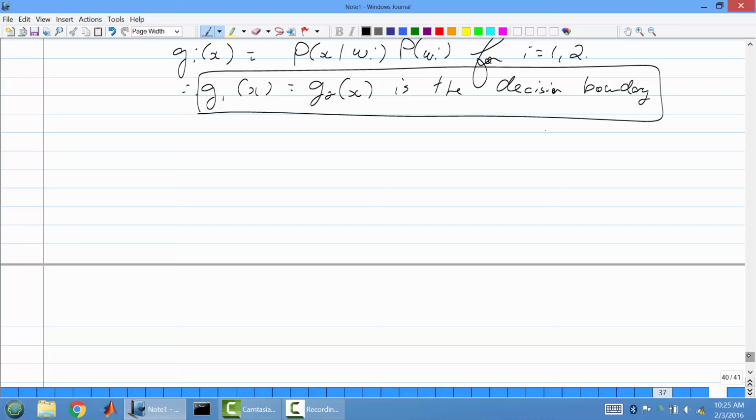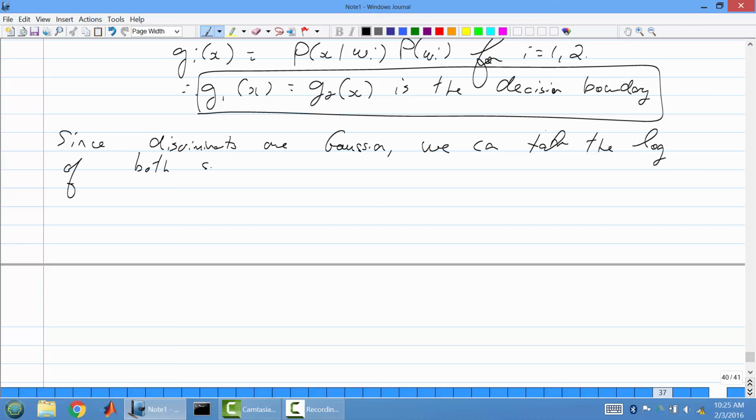Since this is Gaussian, what I like to do is take the log of both sides because it gets rid of the exponential. Since the discriminants are Gaussian, we can take the log of both sides. It makes it easier for solving. So we can take the log of both sides.